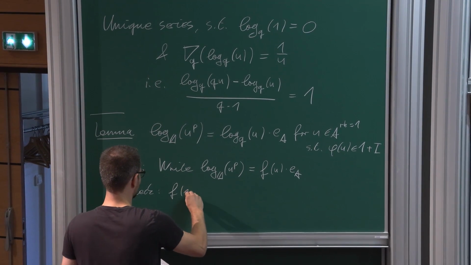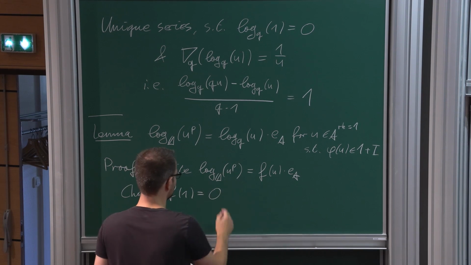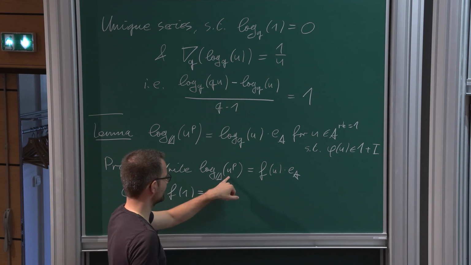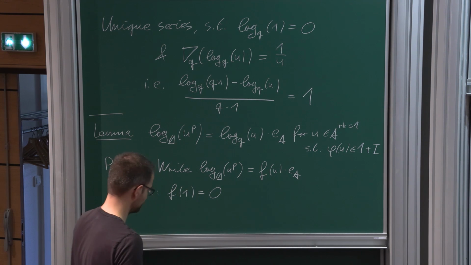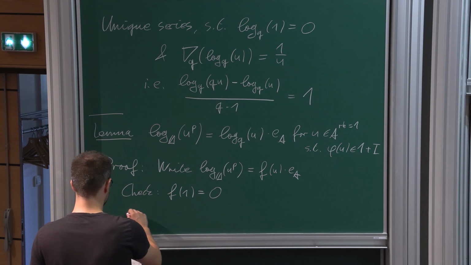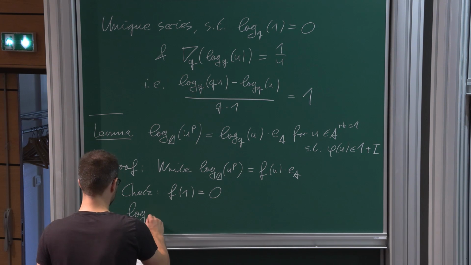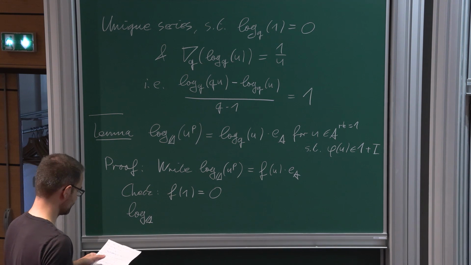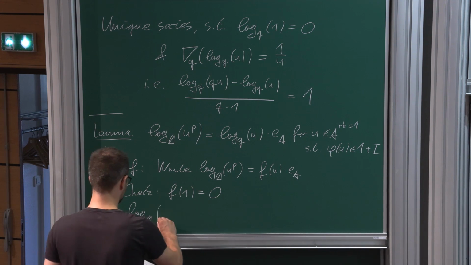And then one checks just that f of 1 is equal to 0, which follows from the fact that if U is equal to 1, then the prismatic logarithm is 0. But one can also check this other property, and this reduces to the statement that the prismatic logarithm is a group homomorphism.